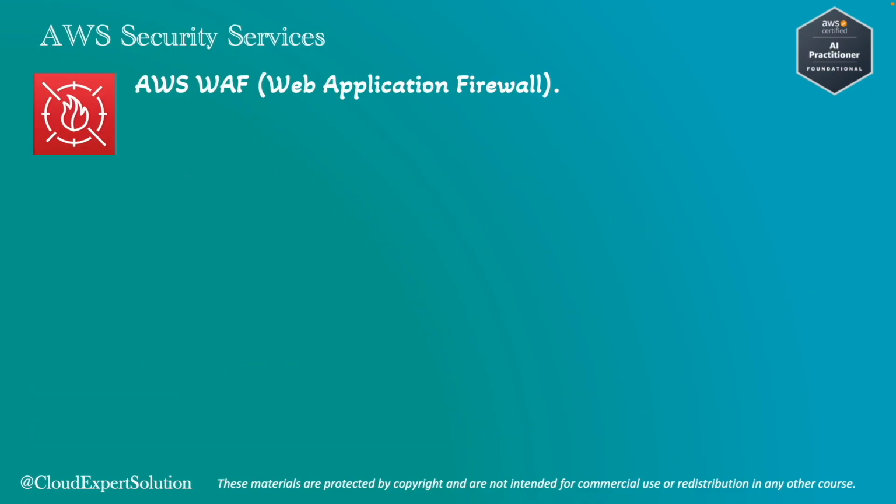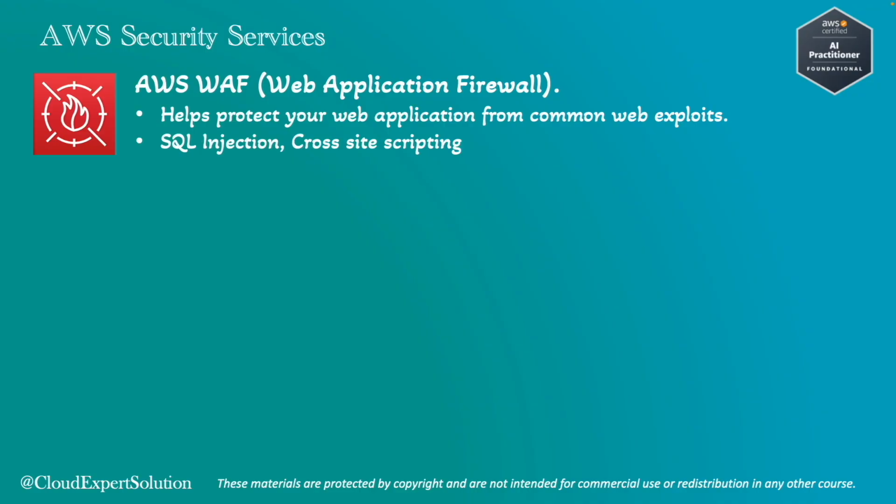Next, AWS WAF, or Web Application Firewall. It's a layer 7 firewall that can help protect your web application from common web exploits like SQL injection and cross-site scripting. Please remember AWS WAF is for app layer, or OSI layer 7, protection.